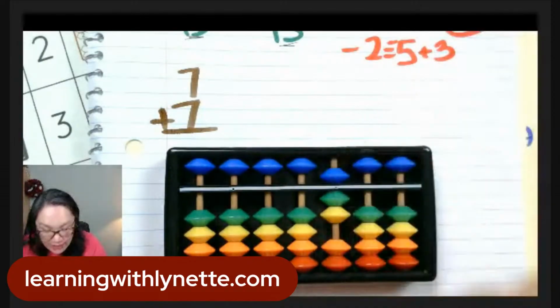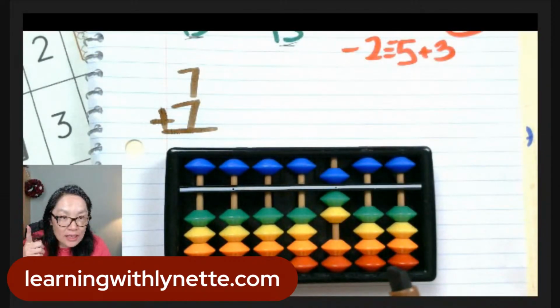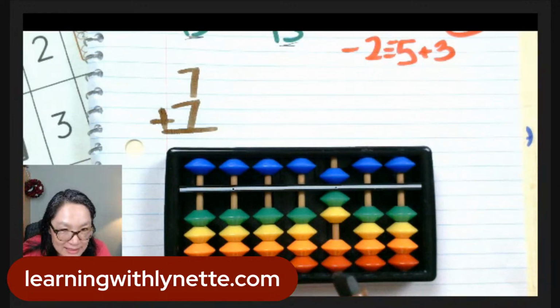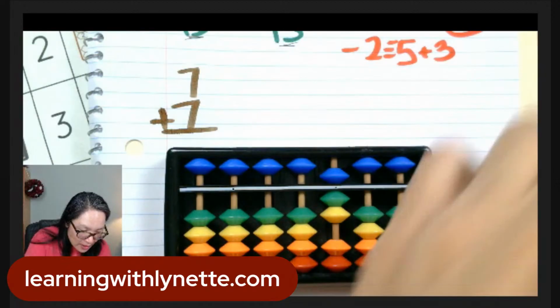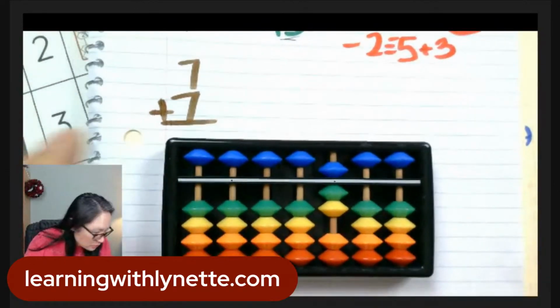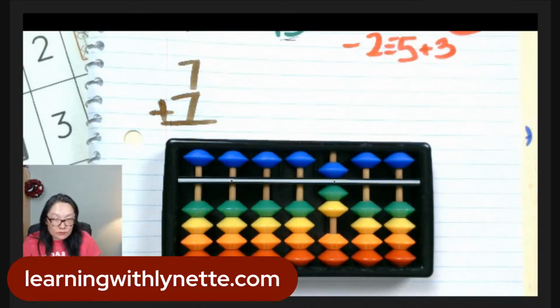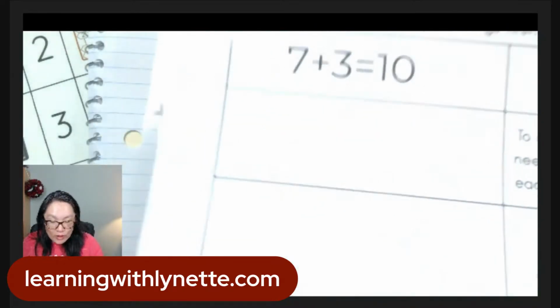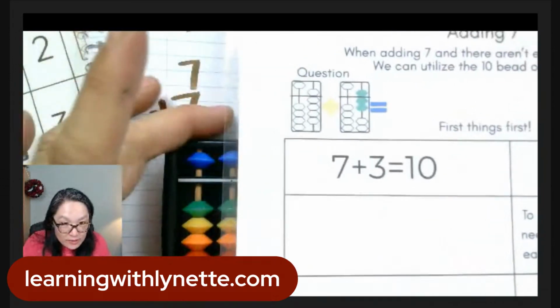Okay, so then 7. When we have 7, what do we do? What is the formula for 7? Do we remember? Do we know how to make a 7? How do we add a 7? When we add the 7, we know this is what we're going to do. 7 plus 3 is equal to 10.